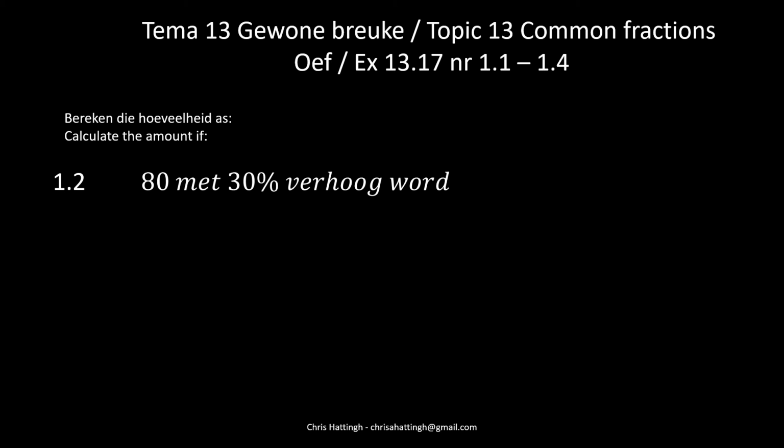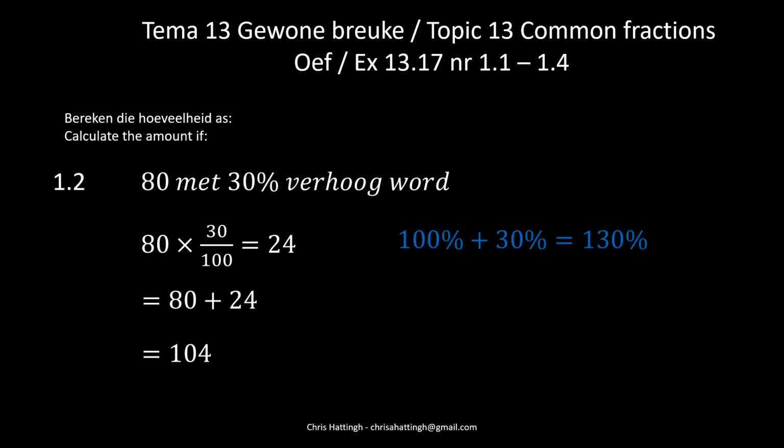Number 1.2, 80 is increased by 30%. So 80 times 30% gives you 24. You add the 80 to the 24 to give you a final answer of 104. Alternatively, you're looking for 150% of 80. So 80 times 150% will give you 104.